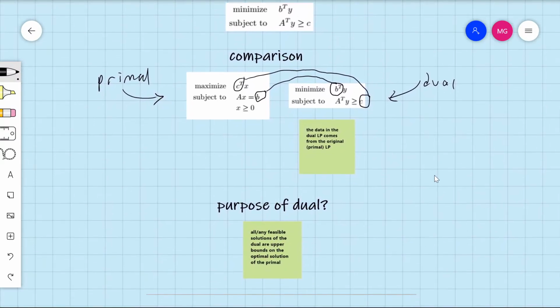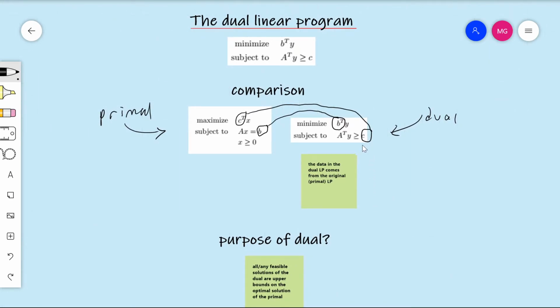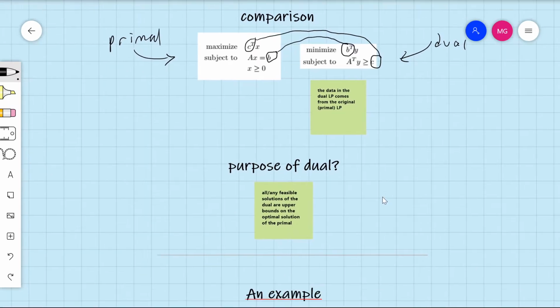Okay, and again, what is the purpose of the dual? The point is that in this dual linear program, any and all feasible solutions of the dual linear program are going to be upper bounds on the optimal solution of the primal. So you give me any vector y that satisfies these constraints, and then when I plug it into this objective function, B transpose y, it's guaranteed that B transpose y will be an upper bound on the optimal solution of this linear program. So it'll be larger than C transpose x. Okay.